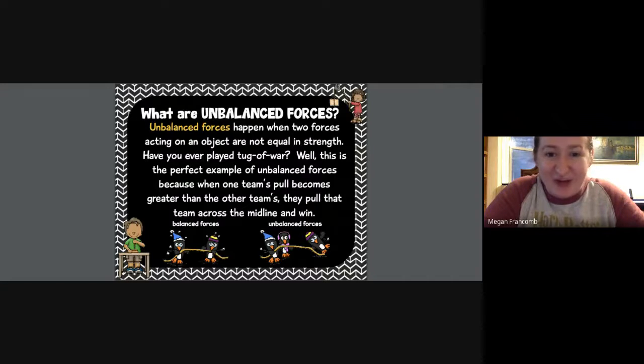Have you ever played tug-of-war? Well, this is the perfect example of unbalanced forces because when one team's pull becomes greater than the other team's, they pull that team across the midline and win.